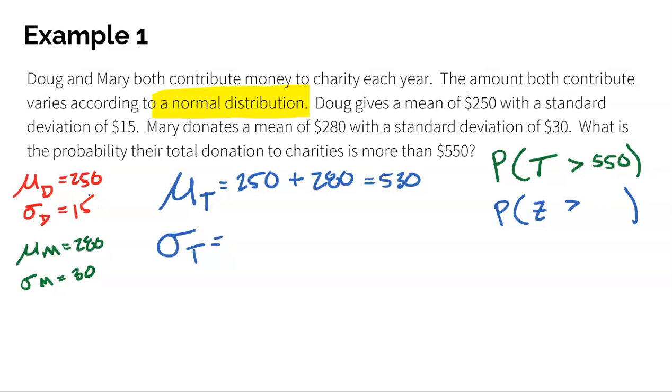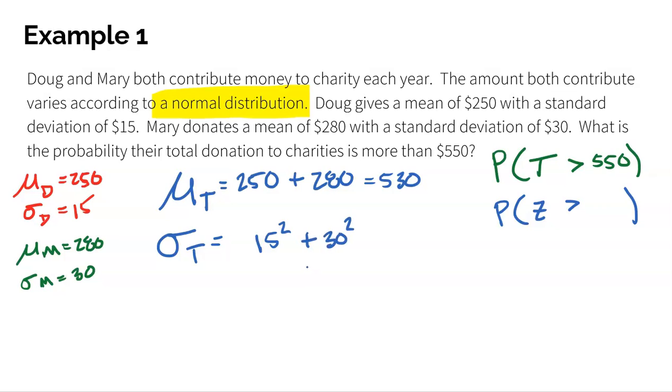This is where I got to remember I cannot do 15 plus 30, 45. The number one rule is you're not allowed to add standard deviations. But I am allowed to add variance. So Doug's variance is simply 15 squared. Don't even worry about what 15 squared is. Just putting that little square on the 15 makes it variance. Mary's variance is 30 squared.